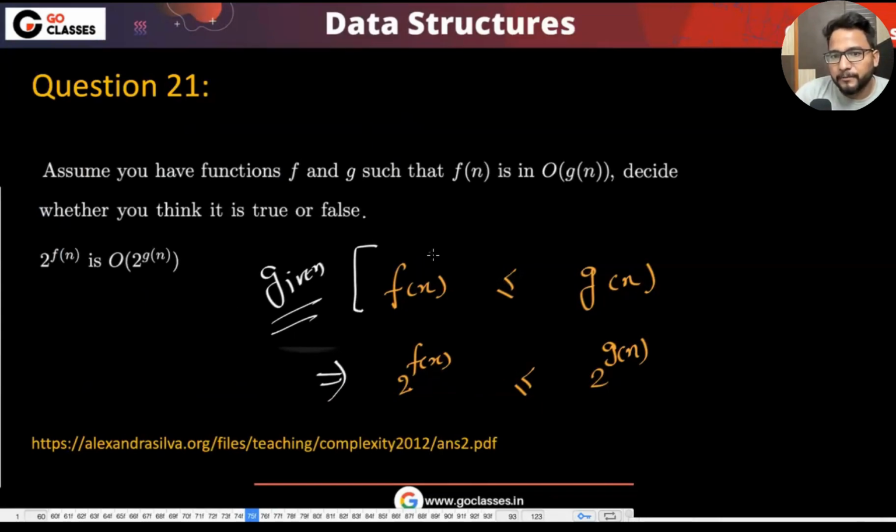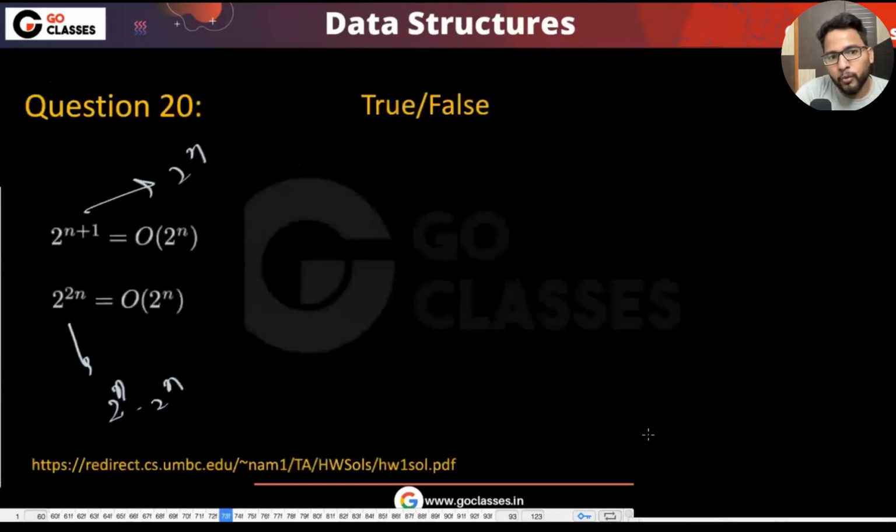Let's take some example. Let's take this Fn to be 2n. Let's suppose this is n. Tell me, is the given condition true or not? What about the derived condition? 2 power 2n and 2 power n. Just see this: 2 power 2n is 2 power n into 2 power n. That's too much, right?